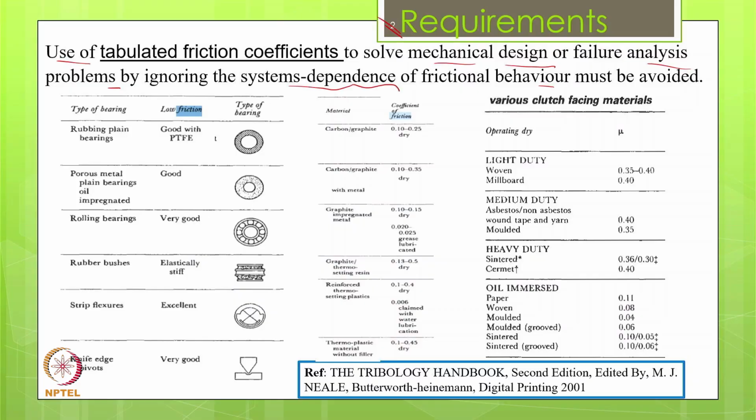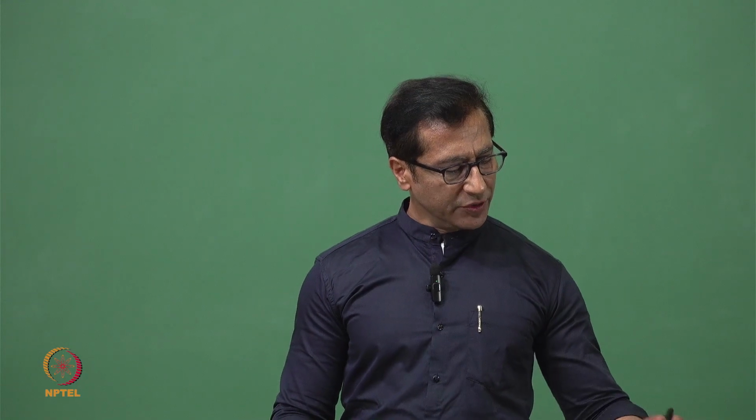So let's take an example. I am taking this data from a book called the Tribology Handbook. This handbook has a number of data and it is also available online as a PDF. You can download it directly. This is the digital printing from 2001. Now this book contains a lot of data. What are those data? Let's see the low friction section.